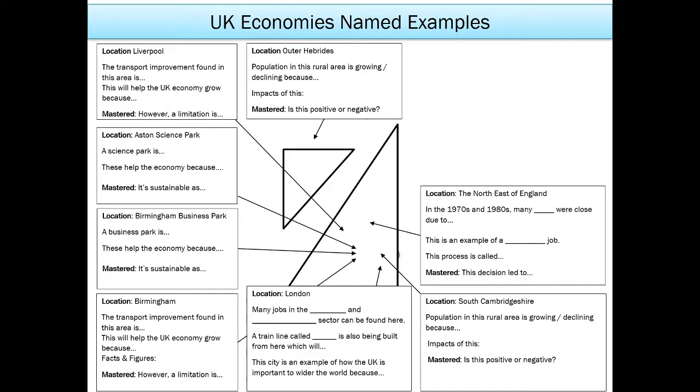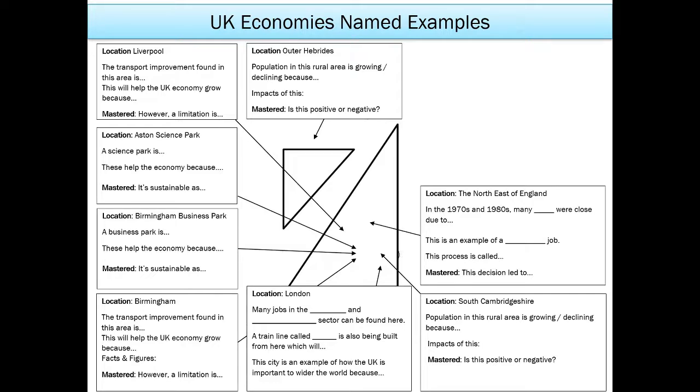We then moved on to look at improvement of transport across the UK, and we looked at named examples. The named examples we're looking at in this task are Liverpool and Birmingham. Can you tell me what the improvements are and how that will help the economy grow? So how is it going to make the UK more money? Can you think of some facts and figures for the one in Birmingham? For mastery, can you tell me, however, a limitation of this is? So what is a problem or what is a negative of this improvement?